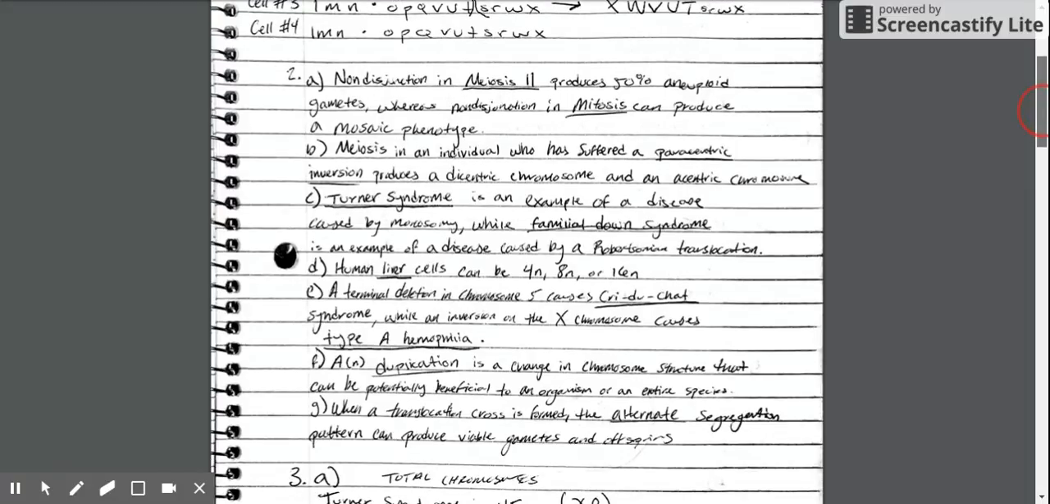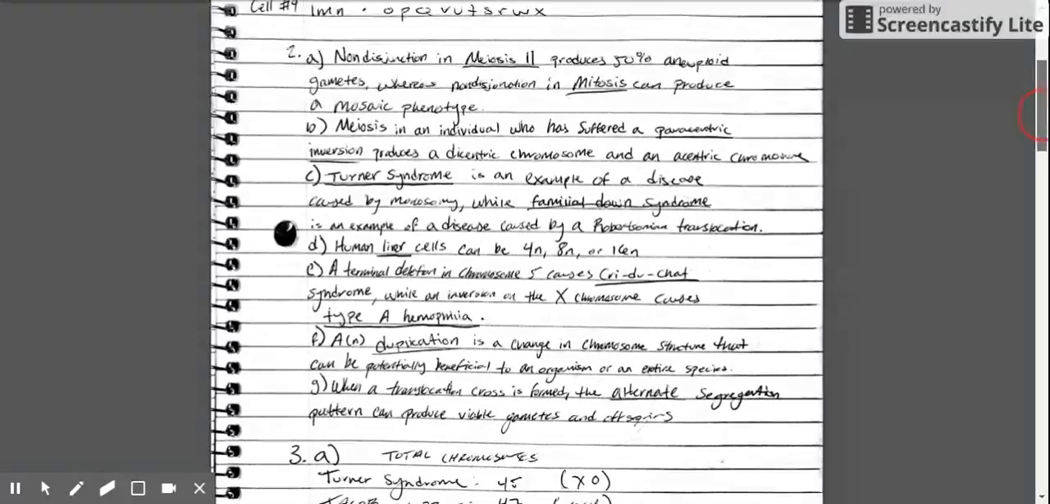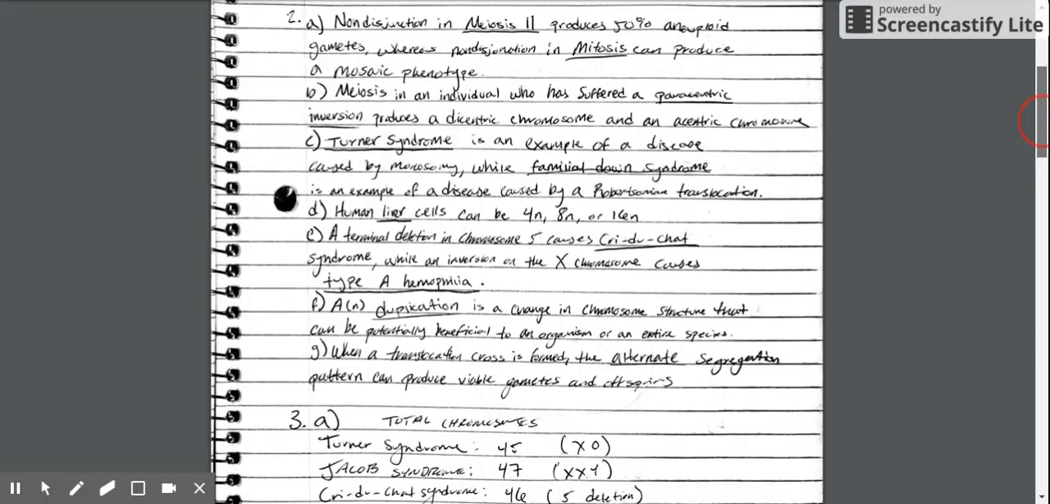B, meiosis in an individual who has suffered a paracentric inversion produces a dicentric chromosome and an acentric chromosome. C, Turner syndrome is an example of a disease caused by monosomy, while familial Down syndrome is an example of a disease caused by Robertsonian translocation. Turner syndrome is just the X. You only have the one sex chromosome. It's just X. There's no second X chromosome or a Y chromosome. So there's that non-disjunction causing that monosomy.